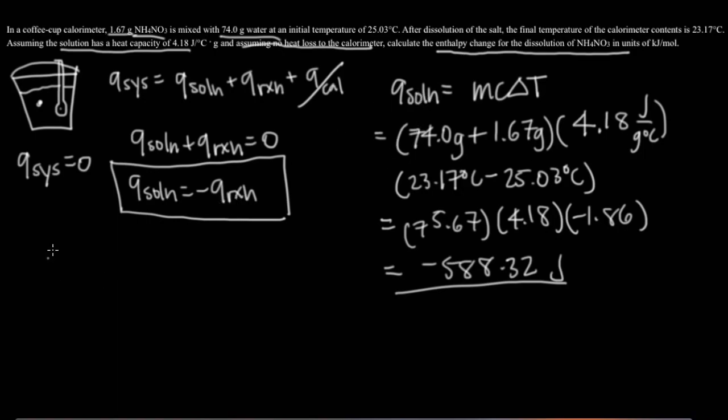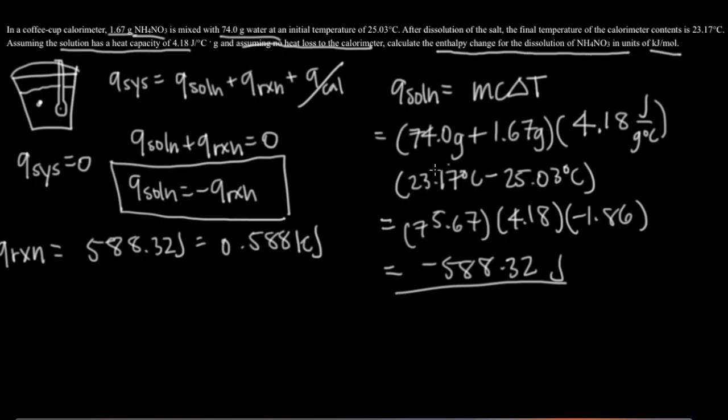And we know that our Q solution is our negative Q reaction. So we can just say that our Q reaction is equal to 588.32 joules, or 0.588 kilojoules. But we haven't solved the problem yet. We still need to find the enthalpy change in units of kilojoules per mole.